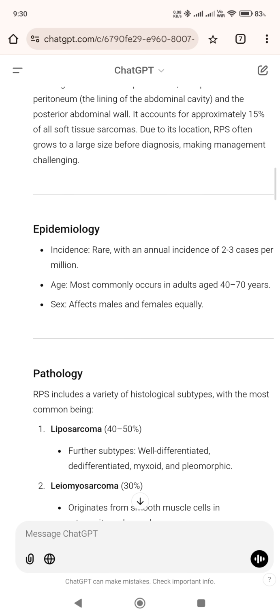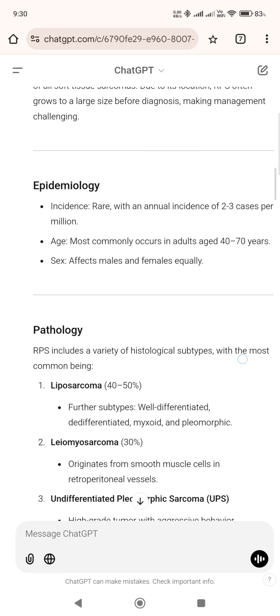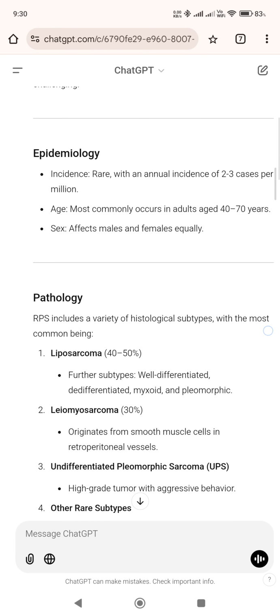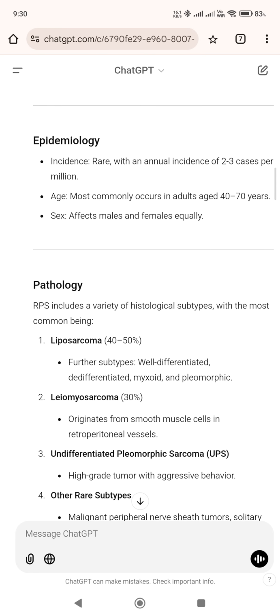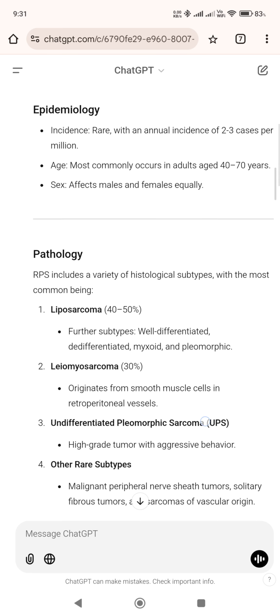Epidemiology. Incidence: rare, with an annual incidence of 2 to 3 cases per million. Age: most commonly occurs in adults aged 40 to 70 years. Sex: affects males and females equally.